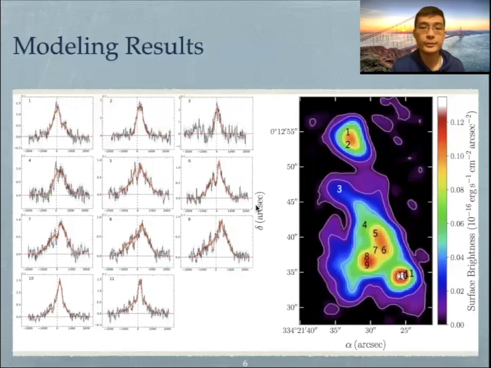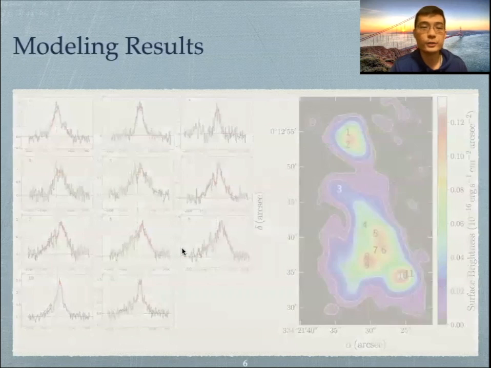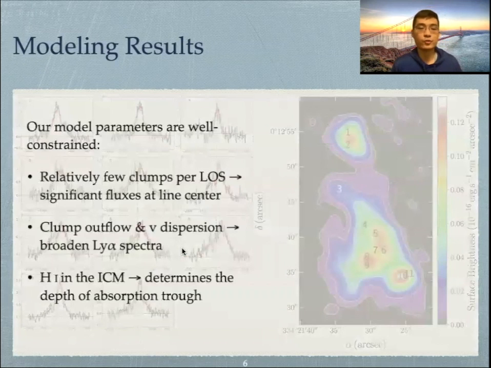So here are our modeling results. We selected 11 representative Lyman alpha spectra in Lab 1 for modeling, as shown on this map. And our multiphase clumping model has successfully reproduced most of the Lyman alpha profiles. And also, our model parameters are very well constrained, and we found the following very interesting results.